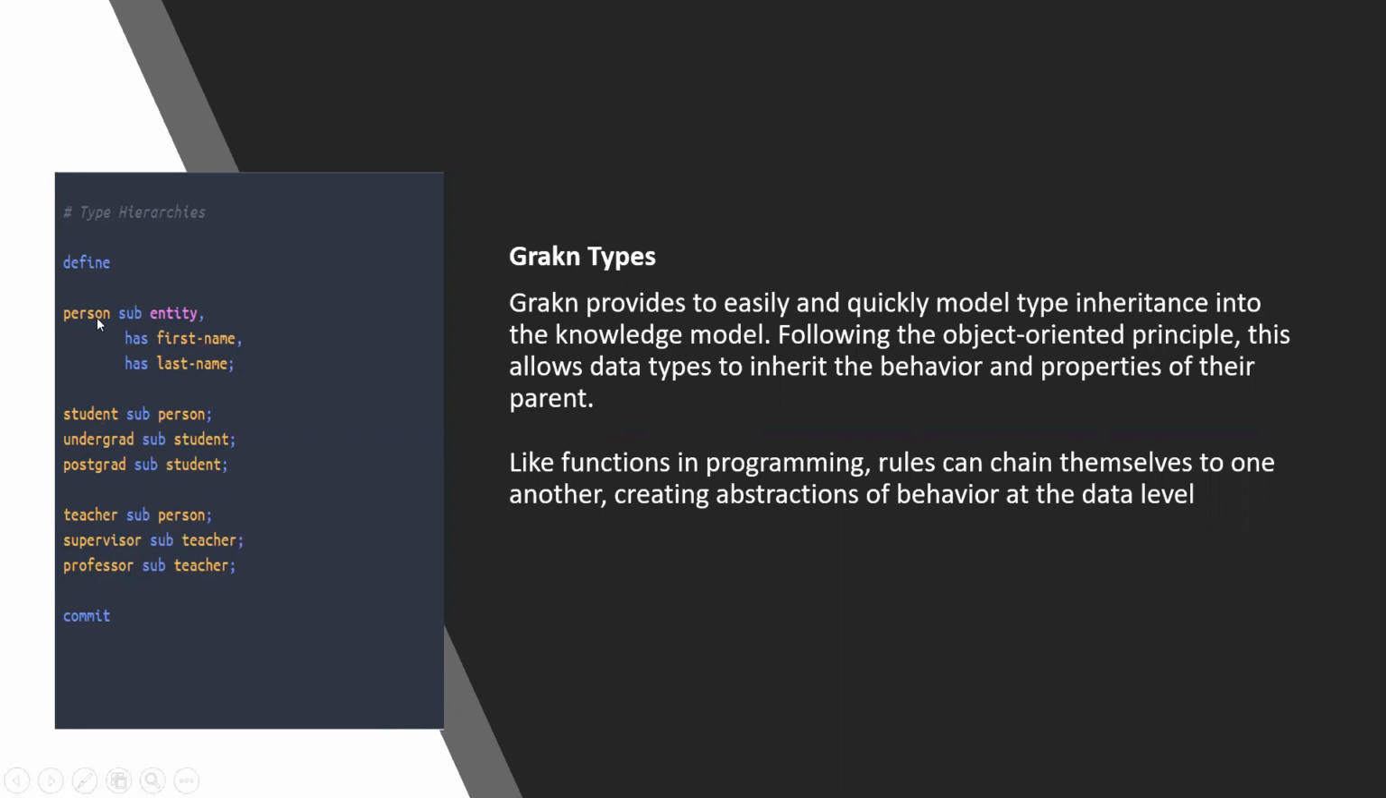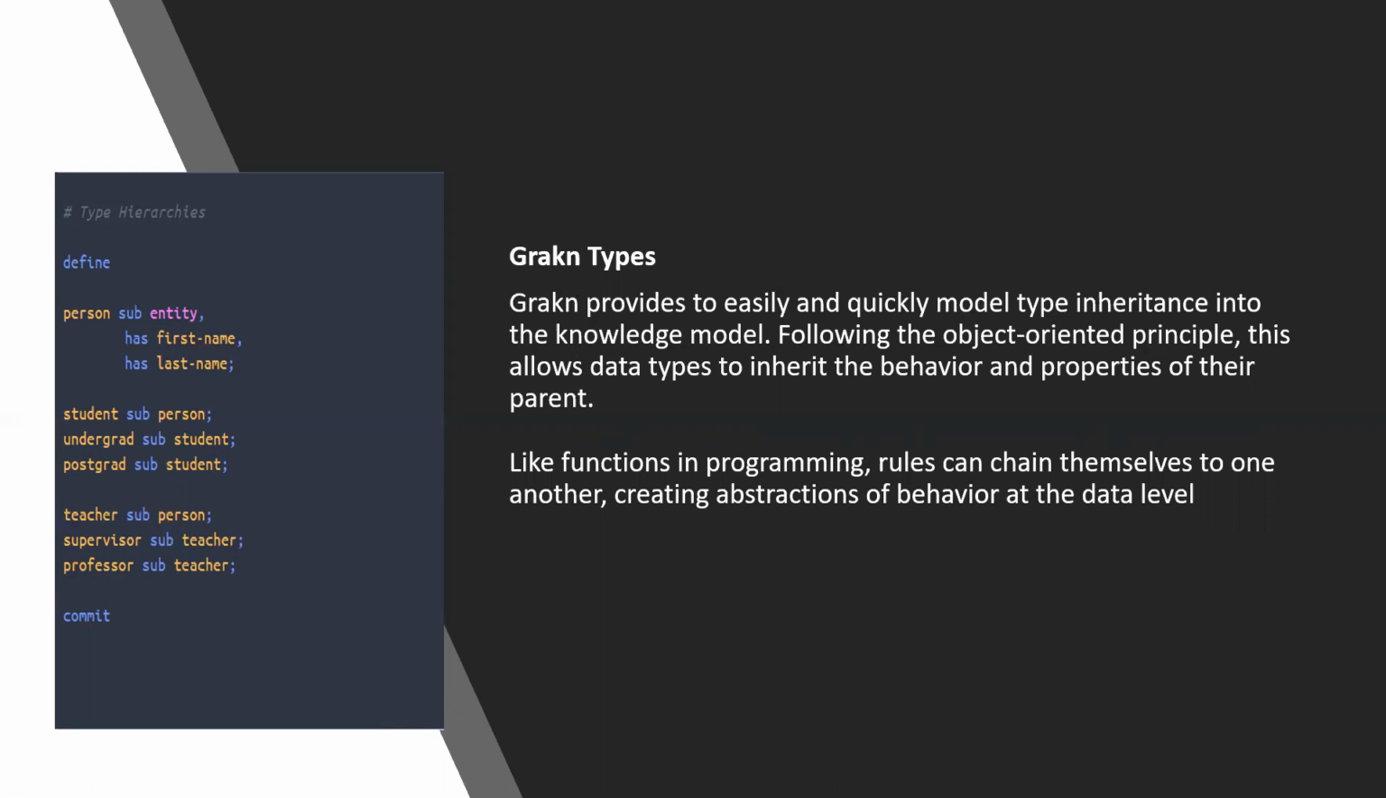So my parent entity is person, and it has first name and last name, but this person again has a sub-entity student. Student again has undergrad and postgrad. Here teacher is again a sub-entity of person, but teacher may have supervisor and professor under it. So Grakn types provide an easy and quick way to model type inheritance into a knowledge model. This is the principle it has.